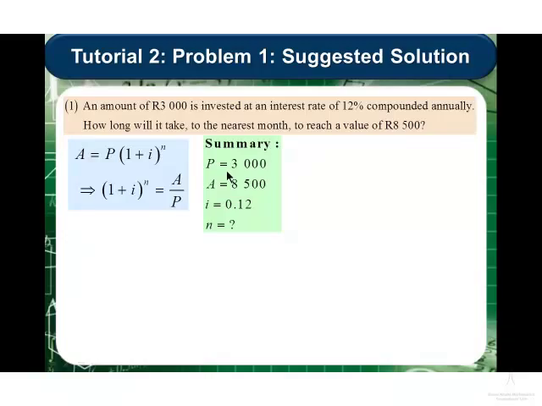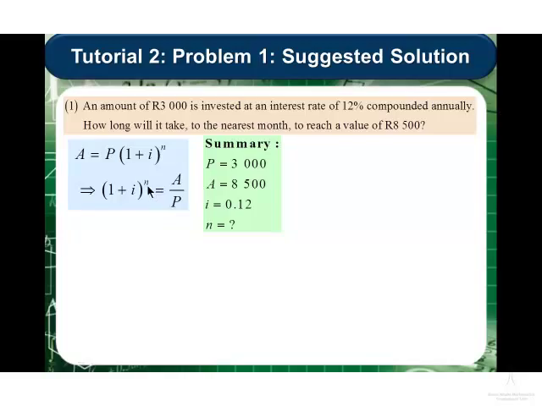So clearly in this case, if we make that summary of the given information, we have the principal amount, the accrued amount, and the interest rate, and we're interested to find the value of n, the number of interest periods where the accrued amount will be 8,500 Rand, given that we start with 3,000 Rand as the initial amount. So clearly this formula here needs to be rewritten or reformulated to make the n the subject of the formula.